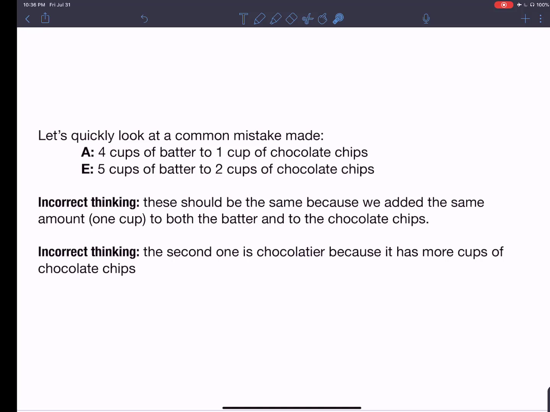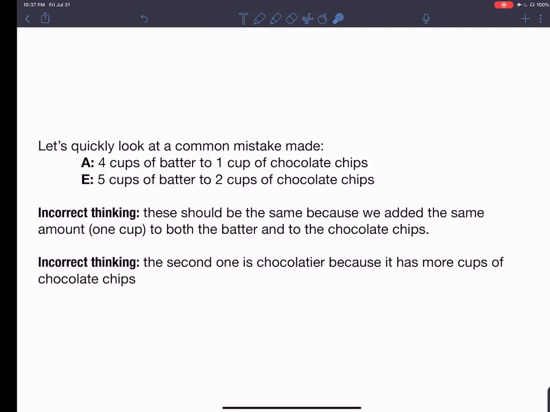it needs to be a multiplier. The last incorrect thinking that I see very commonly is, oh, the second one has to be chocolatier because it physically has more cups of chocolate chips. Basically, they just see, oh, this one has 1 cup of chocolate chips and this one has 2 cups of chocolate chips, so B is automatically the winner. B might be right, but that is an incorrect way of thinking about it. That can't possibly be right. It depends on the batter. You can't just look at the chocolate chips by themselves.